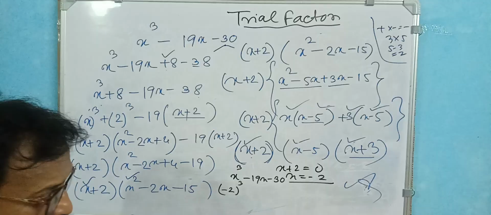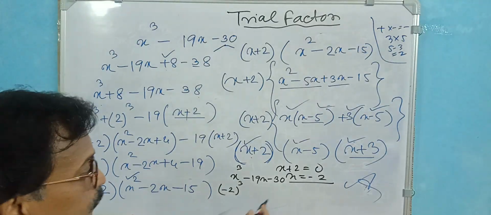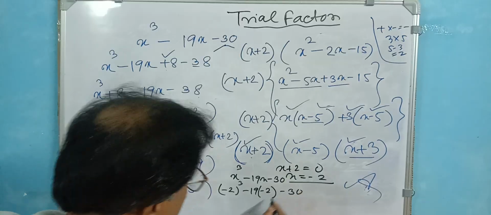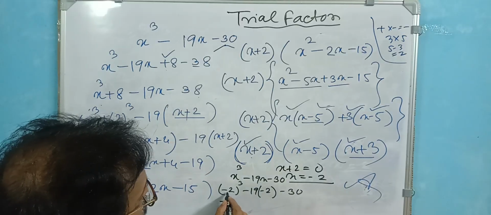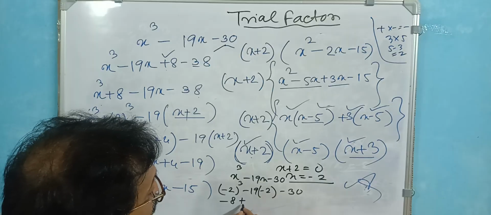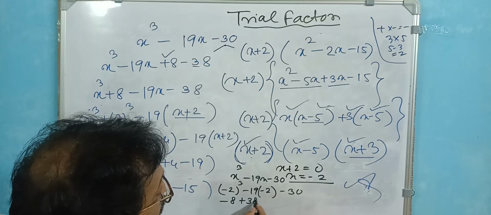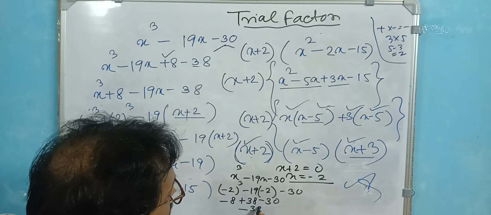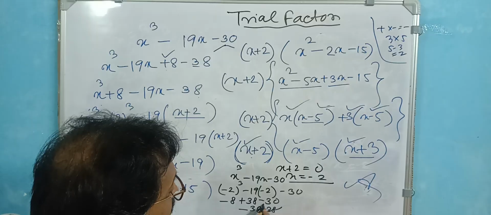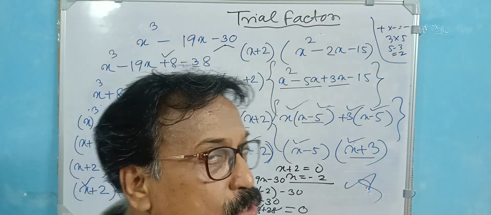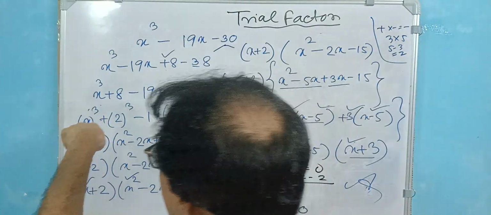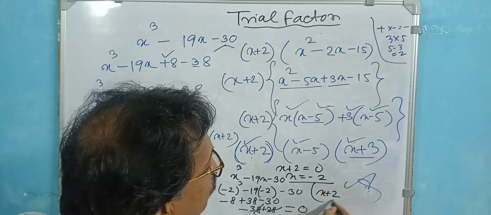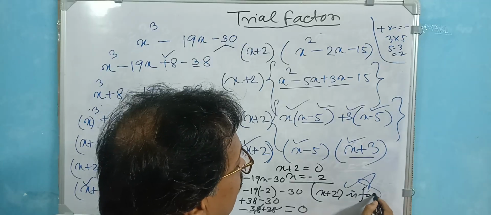See whether this is 0 or not. So this is minus 19, this is minus 2 and this is 30. So x cube means minus 8, minus minus plus, minus 19, 30 and this is minus 30. Ultimately this is minus 38 plus 38. It's taken. That means you take x is equal to minus 2. Because this proves here, x is equal to minus 2. That means x plus 2 is a factor.